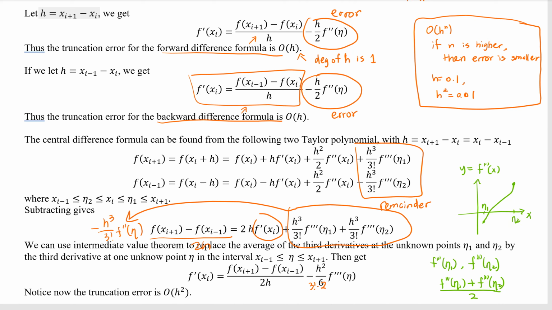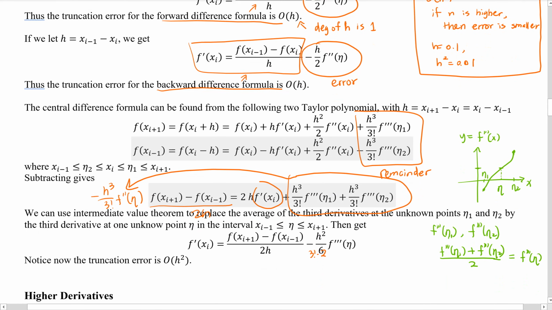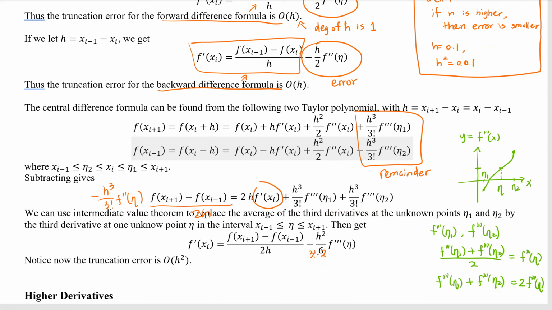Then let's look at the average value of them. The intermediate value theorem says that for any value between those two numbers, f triple prime of eta 1 and f triple prime of eta 2, there must be a point between them, let's say eta, such that the function applied on this eta equals that value. So that's why here we get f triple prime of eta 1 plus f triple prime of eta 2 is 2 times f triple prime of eta.